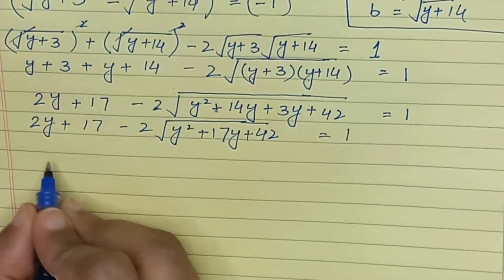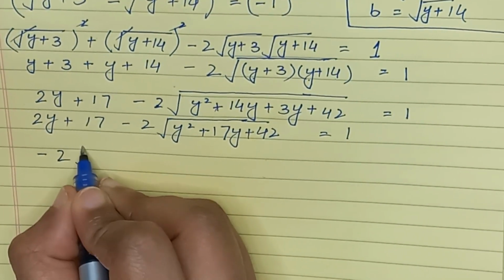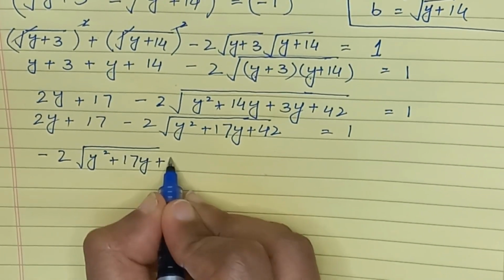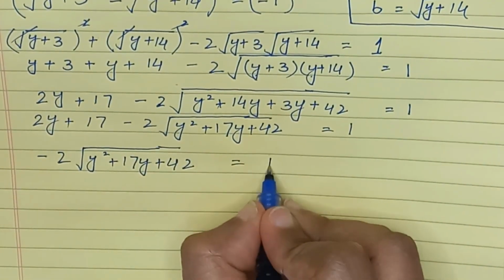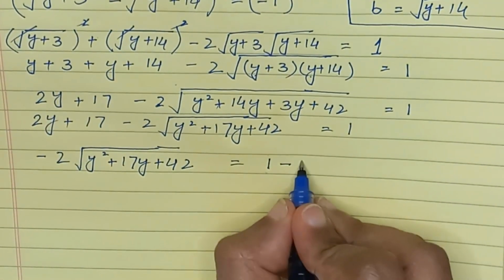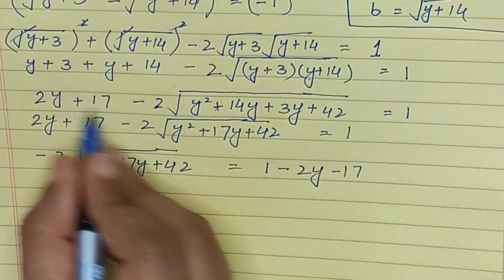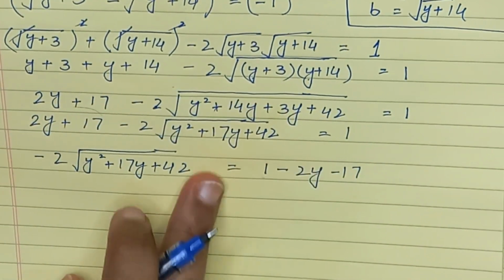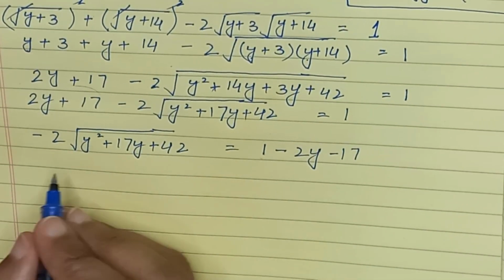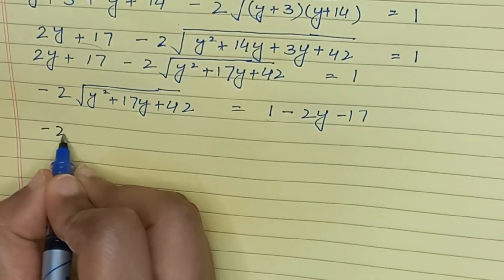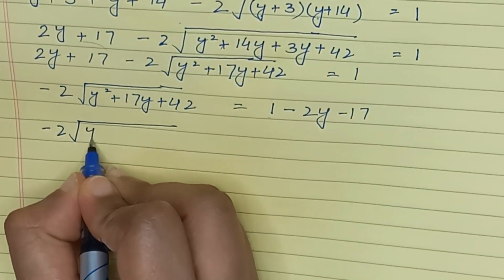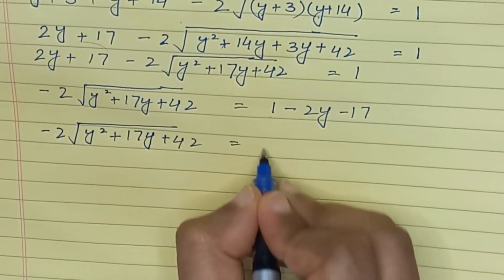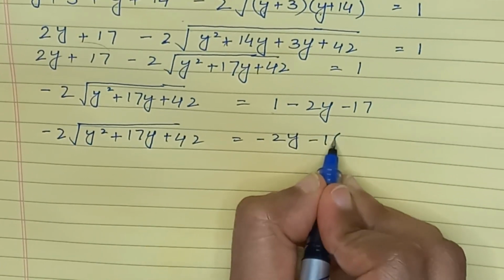Now we can write it as minus 2 into square root of y square plus 17y plus 42 is equal to 1, and it will become minus 2y minus 17. 2y and 17 will change its sign when it will change its position from the equal side. So minus 2 into square root of y square plus 17y plus 42, which is equal to minus 2y minus 16.